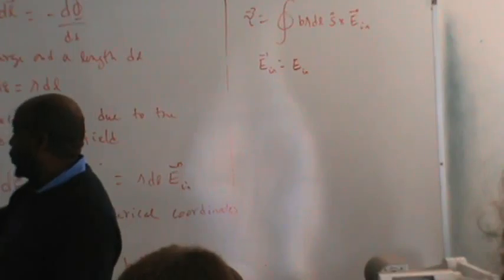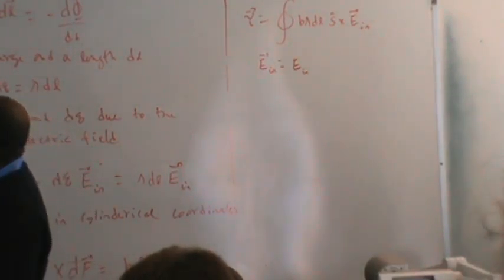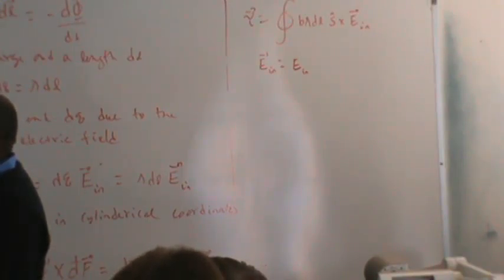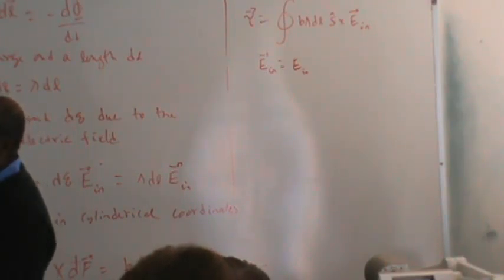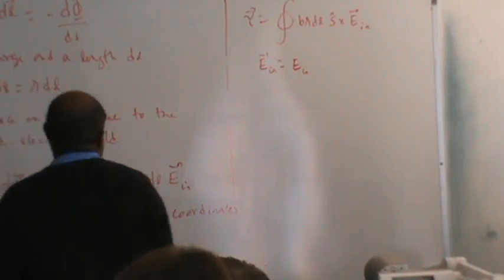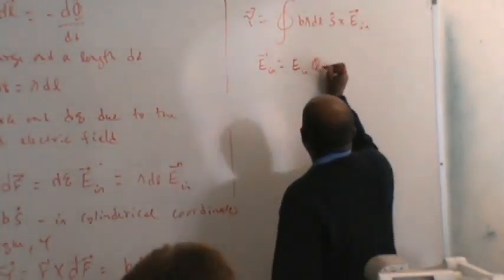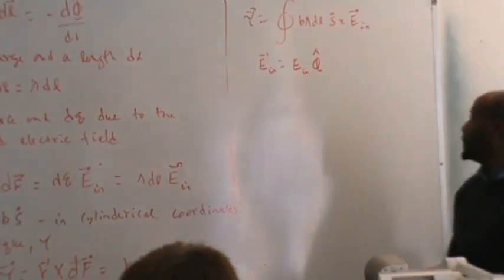Yeah, from Lenz's law, you know, the flux was this value, then it starts to decrease, right? So we need an induced magnetic field that points in the same direction. So to get that, we need to have an induced electric field in the positive phi direction. So this should be in the phi direction.